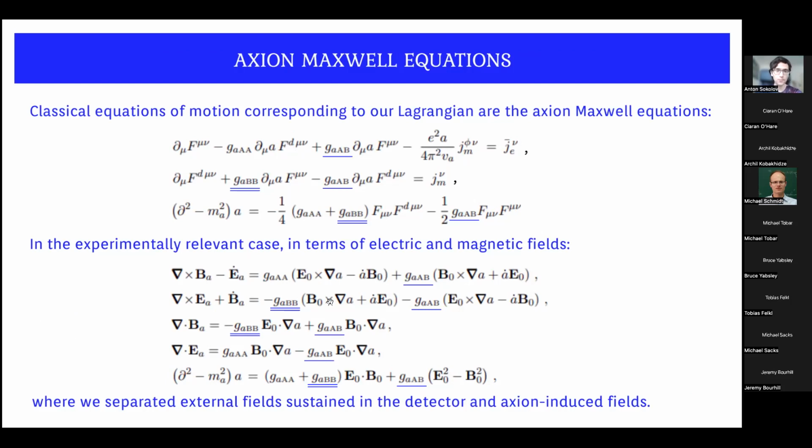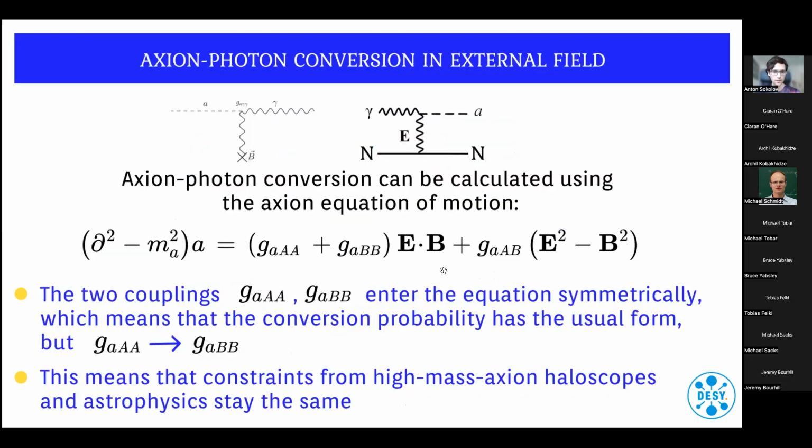So to say, we will be sensitive dominantly to these BB and AB couplings. But in many cases, it turns out that the whole effect of these new electrodynamics equations is to exchange AA coupling with BB coupling in the expressions.